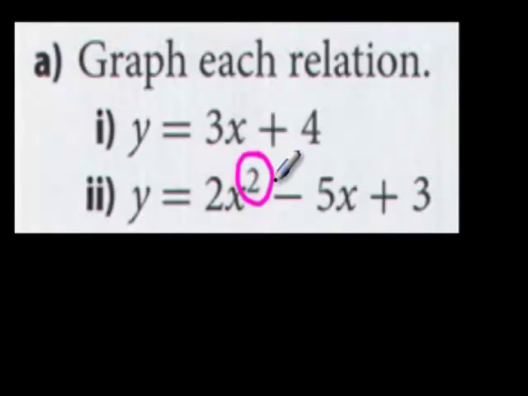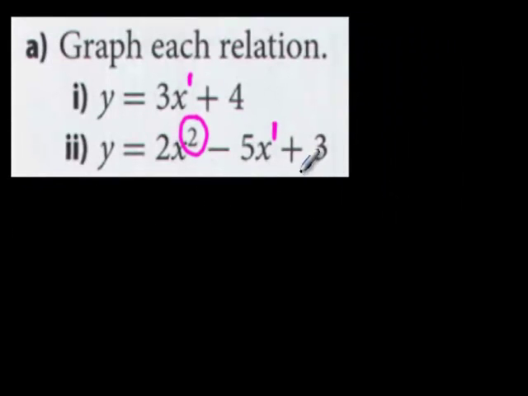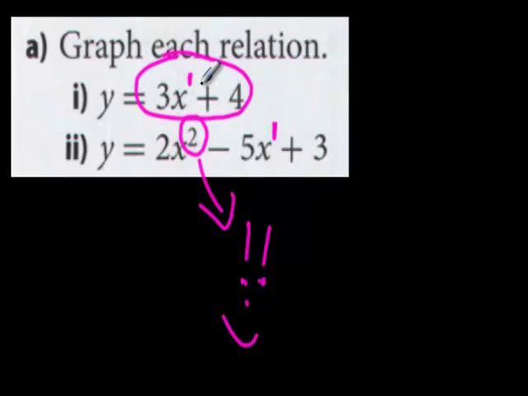When you see a little 2 up there, you know you have a parabola, okay? So in math, we call this a degree of 2. Notice the top equation, there's an invisible 1 up there, and that is called a linear equation when you just have a degree of 1. The bottom one has a degree of 2. That is the highest exponent in that equation, in that graph. So we know that that is a parabola, and the top one is just a line. You can tell very quickly if you have a parabola or a line just by looking at the degree of the equation.